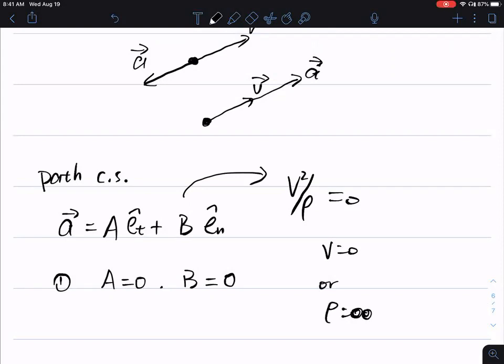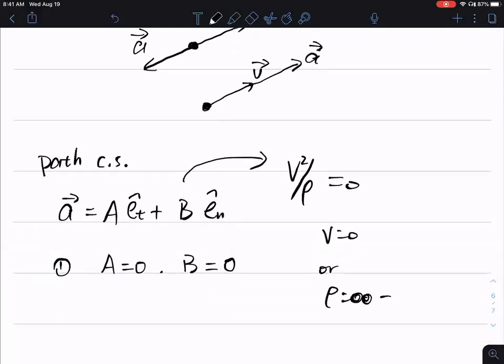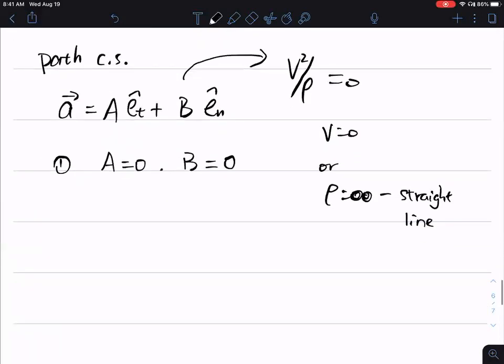What happens if rho is infinite? What is going on if your radius is infinitely large? The particle is traveling in a straight line if your rho is infinite. So this is the case when it's traveling in a straight line. This was on your concept homework. Okay. Another condition, that's when a and b are both 0.